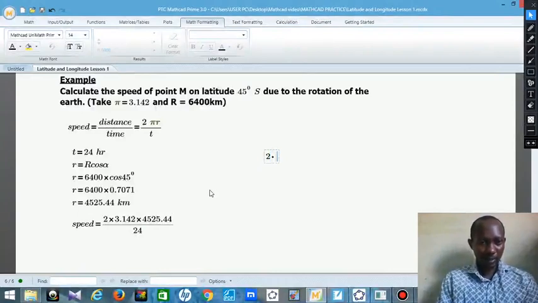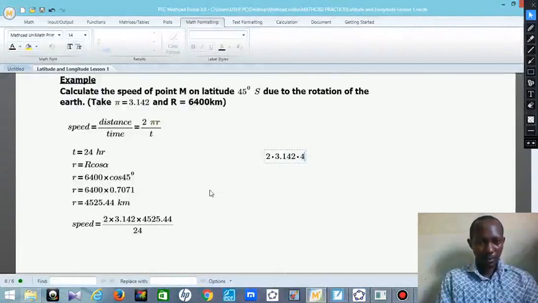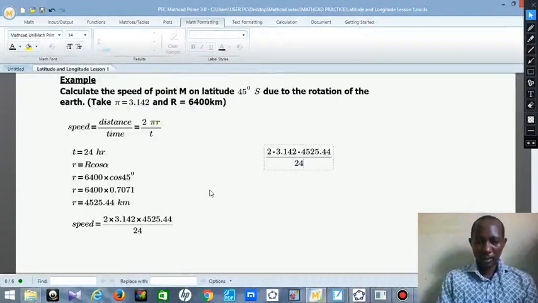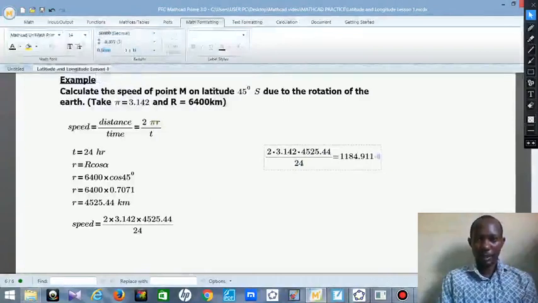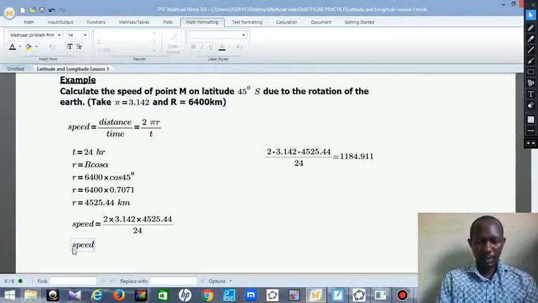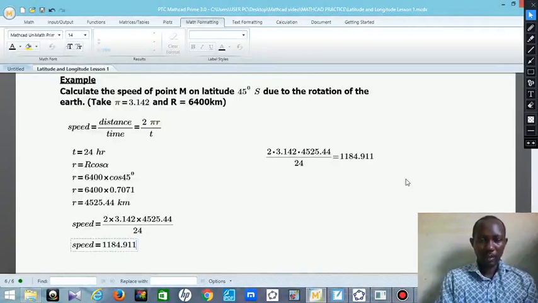So 2 times 3.142 times 4,525.44 divided by 24 hours. We get that and put it in decimal. So our answer for speed is equal to 1,184.911 kilometers.